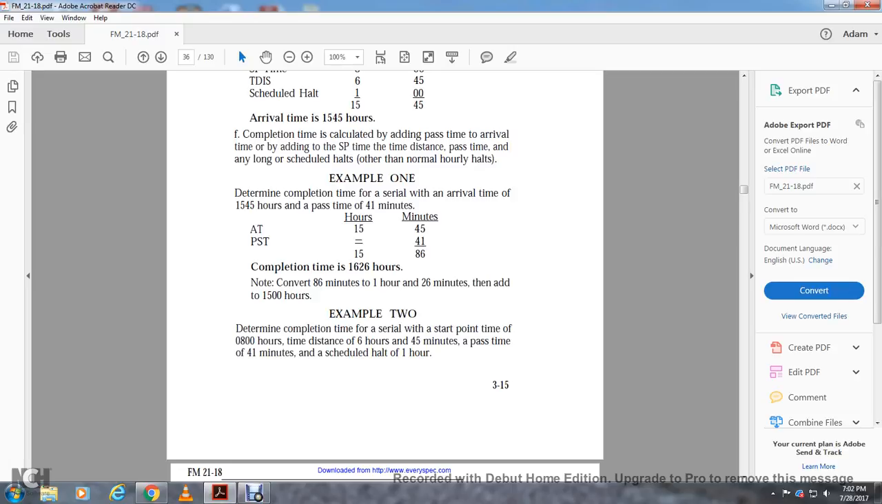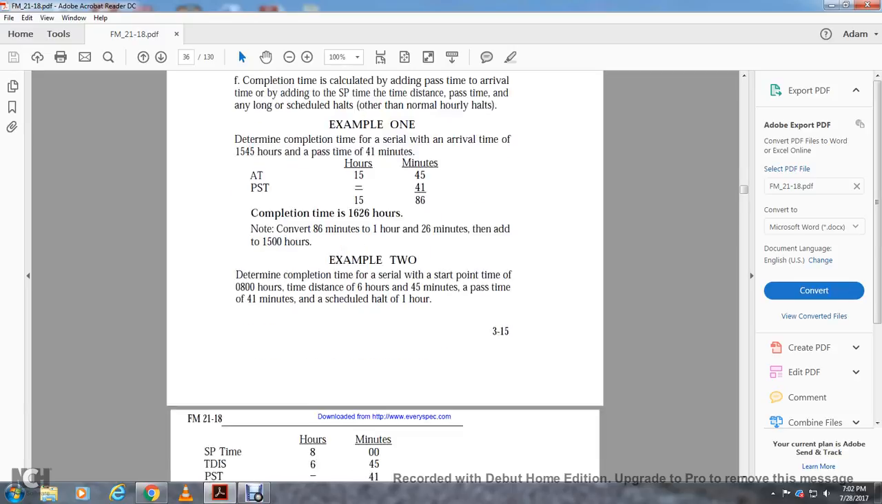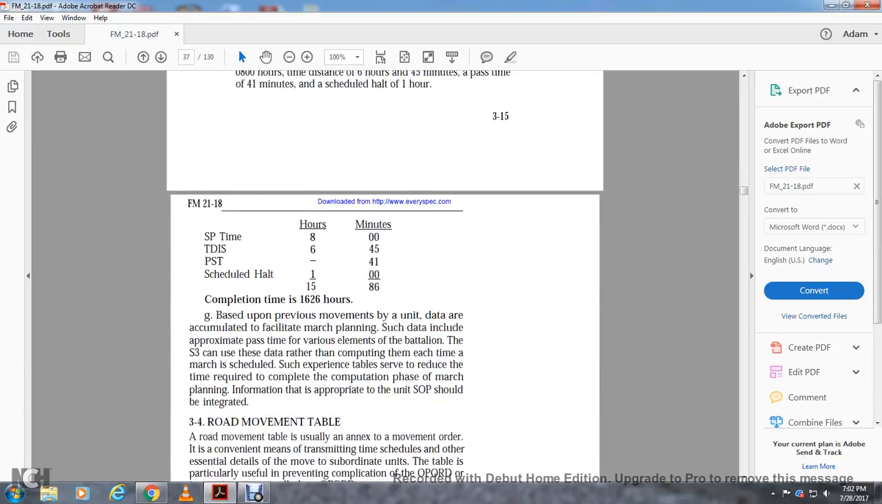Example 2, determine the completion time. The start point is at 8 hours, the time distance is 6 hours and 45 minutes, the pass time is 41 minutes, and the scheduled halt is 1 hour. Start point 8 hours, total time distance 6 hours and 45 minutes, pass time 41 minutes, scheduled halt 1 hour, gives 15 hours and 86 minutes, or 26 minutes past 1600 hours.